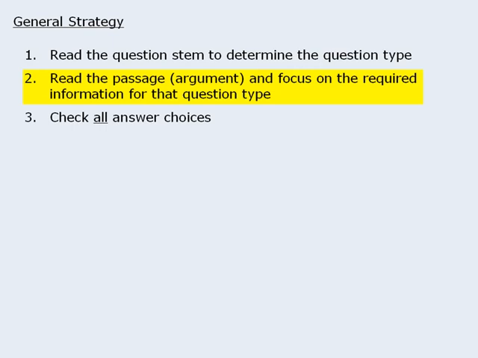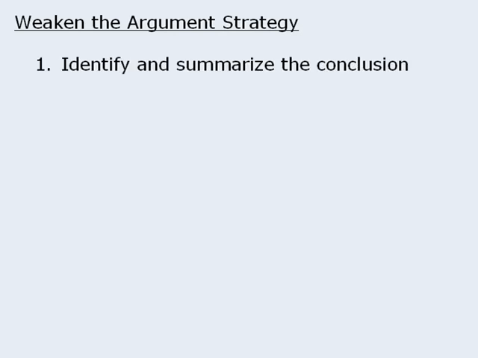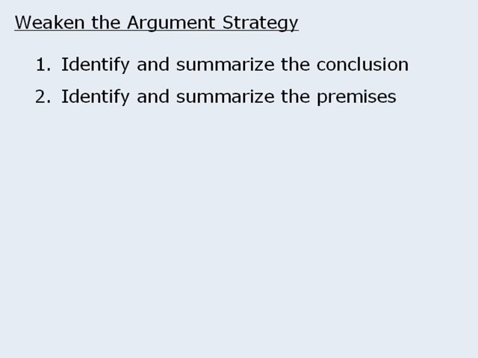This is where we move from the general strategy to the strategy specific to weaken the argument questions. As we read the passage that accompanies a weaken the argument question, the first and most important step is to identify and summarize the conclusion. Since the question is asking us to weaken the extent to which the conclusion follows from the premises, we must be able to identify and articulate that conclusion. So our goal is to not only identify the conclusion, but also summarize it so that we can fully understand it. From here, our next step is to summarize the premises that support the conclusion.